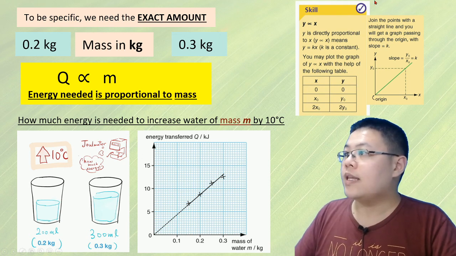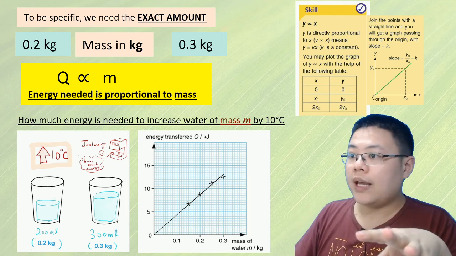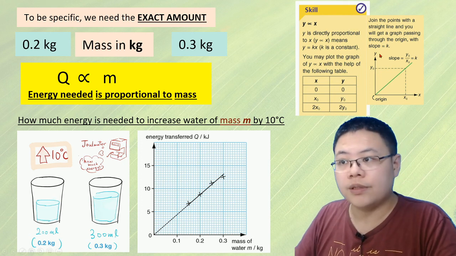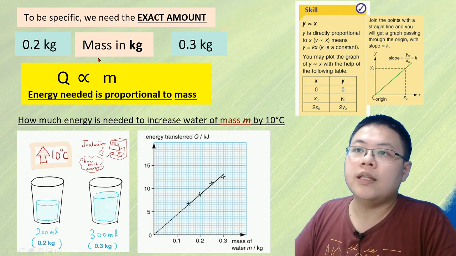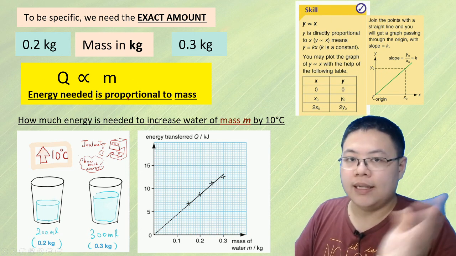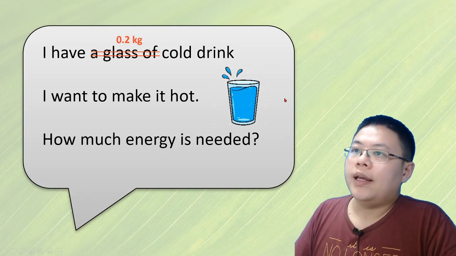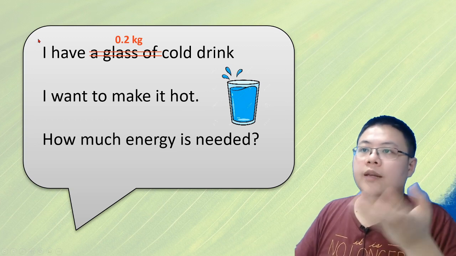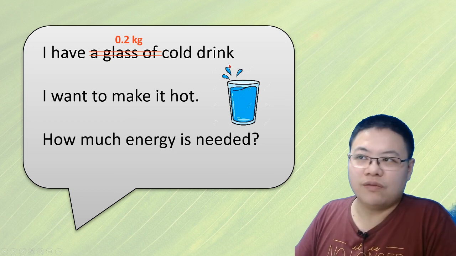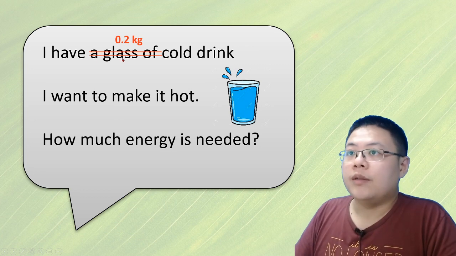So by the knowledge of proportional, 正比例, you know that if you are 2 times, then I am also 2 times. Okay, the relationship between the heat energy needed and the total mass is in proportion. This is the first point. And for the question, we can modify it to be more clear. I have not just a glass of drink, it should be 0.2 kilogram. Okay, be more specific.